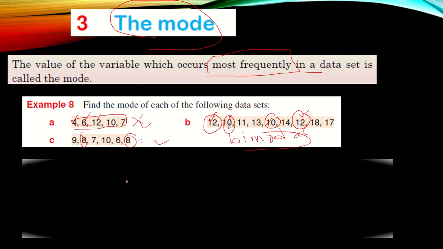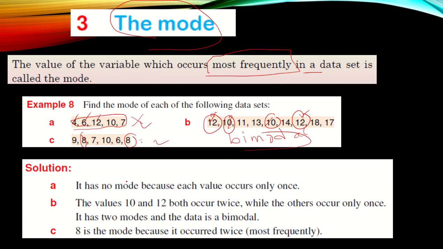So almost everything is solved here as you see. The first one has no mode because each value occurs only once. In the second one, the values 10 and 12 occur twice, so this is bimodal. And in the last one, 8 is the mode because it occurred twice. It is the most frequent, only number 8.